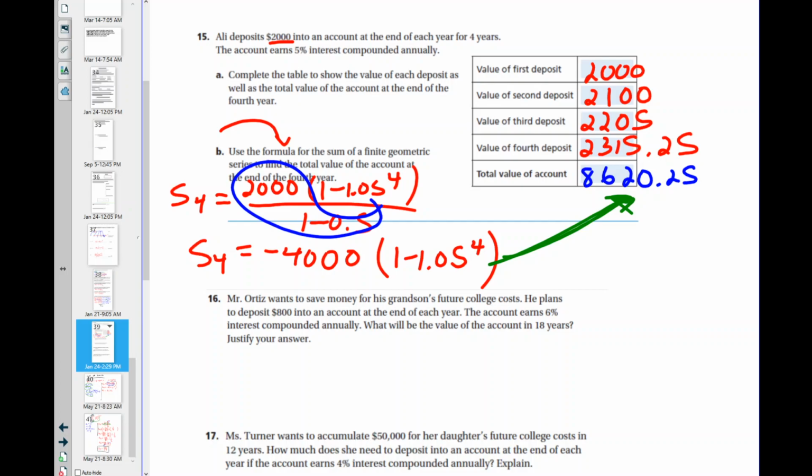Remember that the quiz and the test are also going to have piecewise. I know you haven't seen it in a week. Piecewise and geometric, that's it.